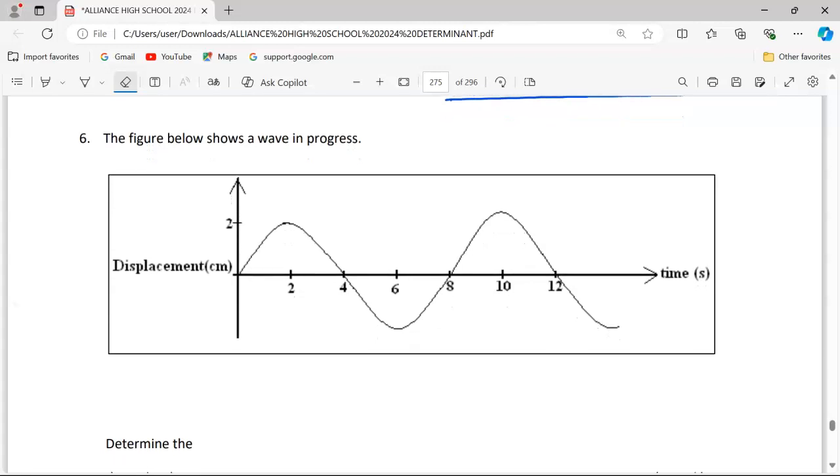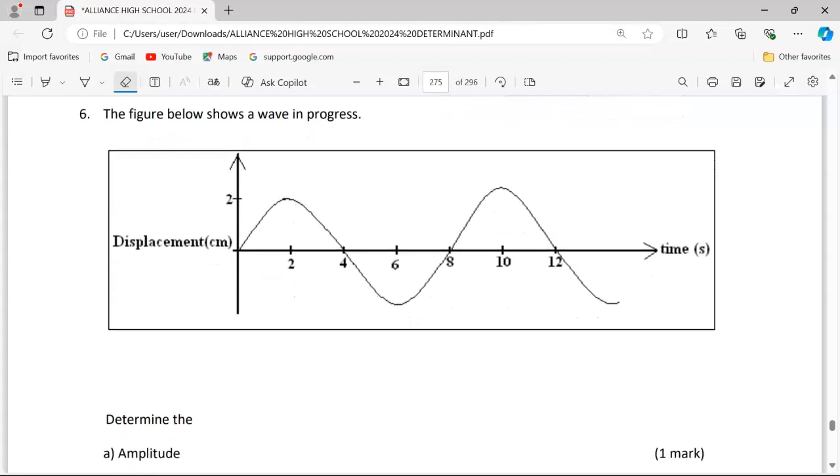The figure below shows a wave in progress. So the wave is displayed on the figure. On the vertical axis, we can see there is displacement in centimeters. Then on the horizontal axis, there is time in seconds. The units are very important.